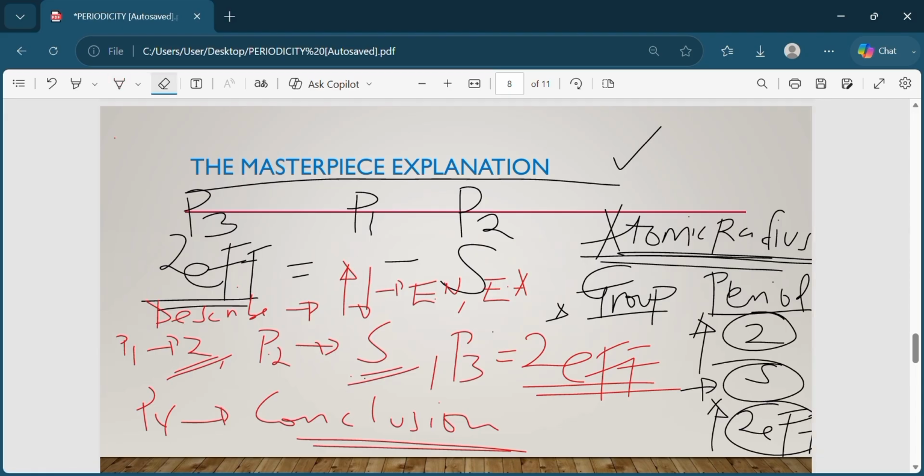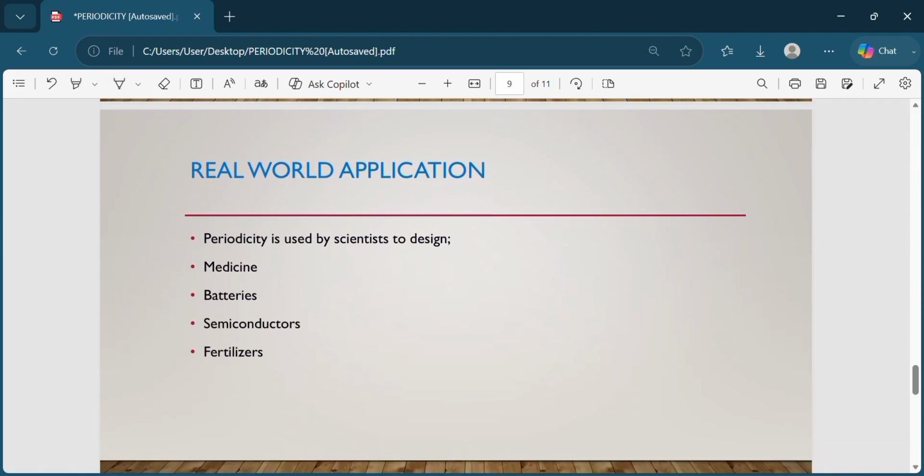So with all that we have looked at, let's see this: the real world applications of periodicity. That is what I want us to look at. Periodicity itself is a little bit so interesting. Periodicity is seen being applied in the world of medicine, in the world of engineering, and so many other places.